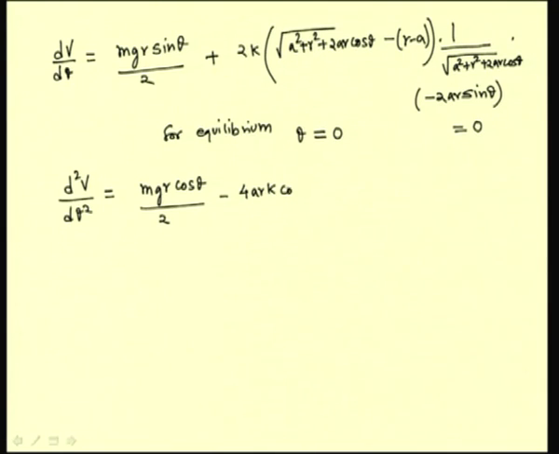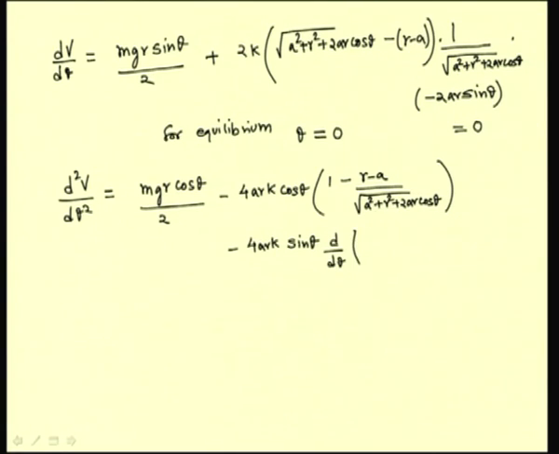4ark cos theta times 1 minus (r minus a) divided by root of a square plus r square plus 2ar cos theta, minus 4ark sin theta, then d by d theta of this term, that is 1 minus (r minus a) divided by root of a square plus r square plus 2ar cos theta. So, this term anyway we are not differentiating, and now let us see for the stability.